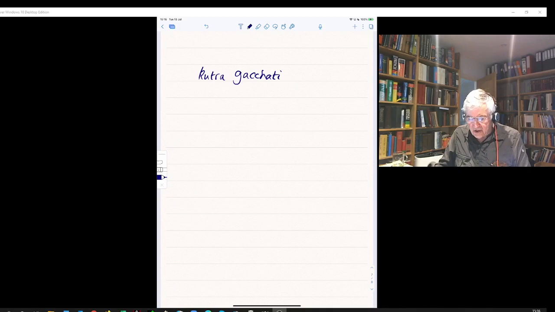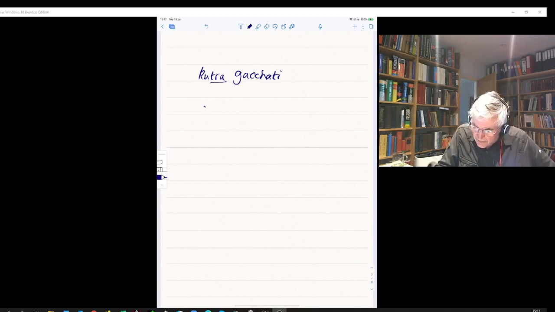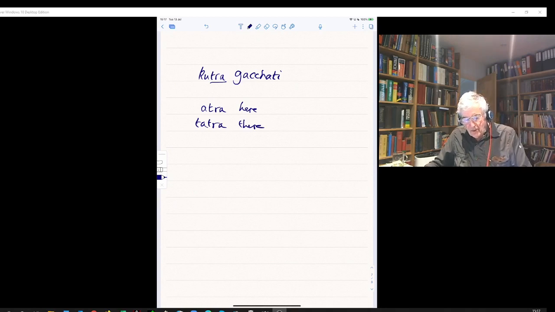These things get a little bit easier if I tell you, for example, we have the interrogative where, kutra, beginning with a k and ending with the tra. You also find that same tra ending indicates place. So, for example, atra means here, and tatra is there. So you often combine the k of the interrogative with the second part of the word, which indicates, in this particular case, the tra indicates place.